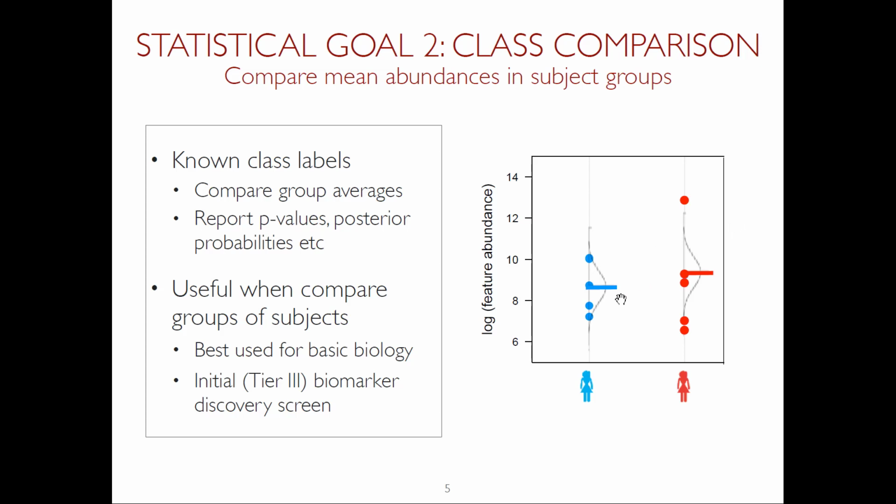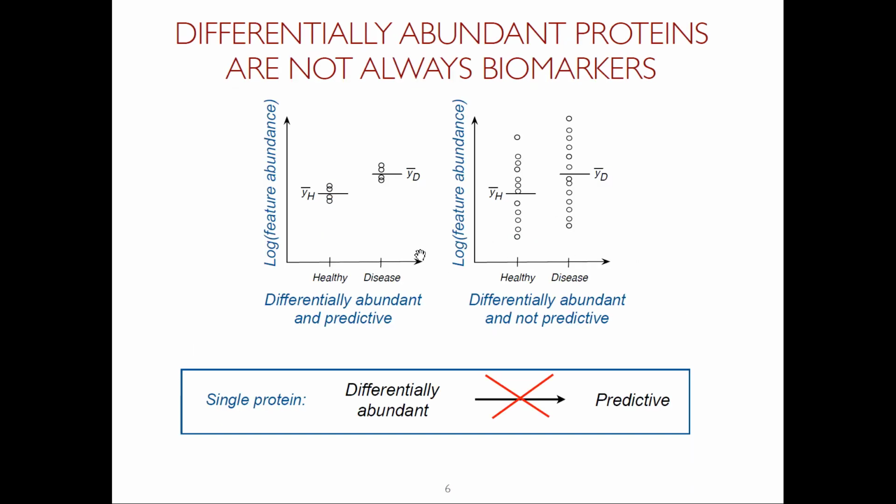But here the statistical goal is to compare averages. So this is not necessarily actionable. Therefore, this method is not necessarily good for discovery of biomarkers. And this is something which really is important to remember. So here's just some examples.